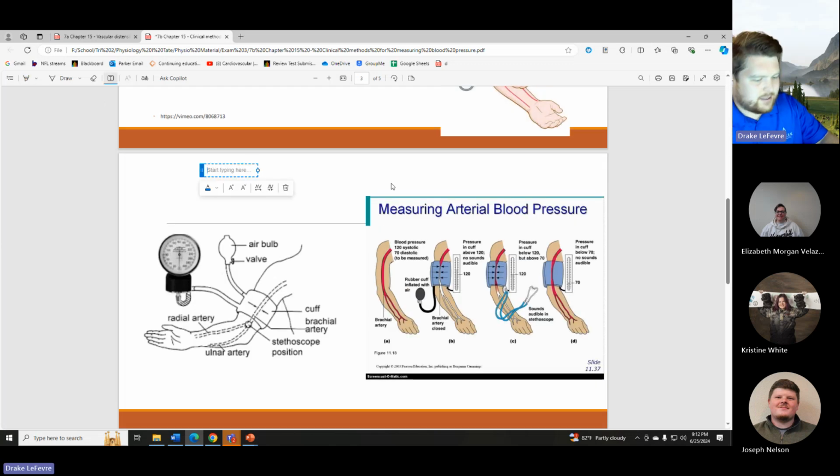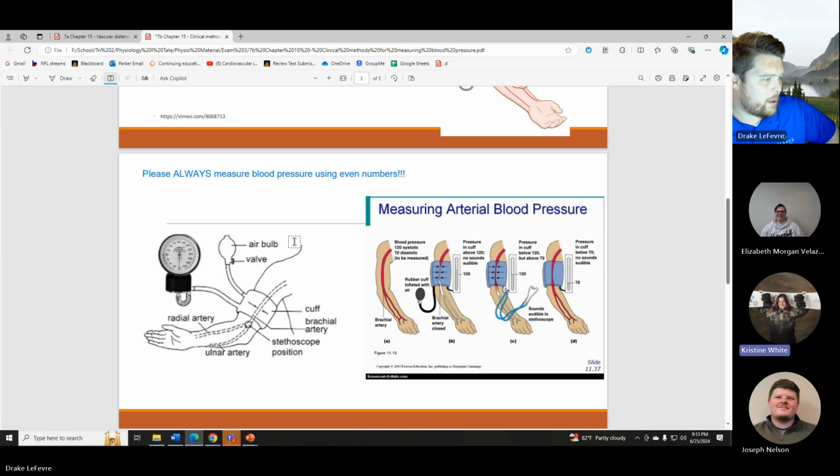Please, I'm going to tell you right now, please always measure blood pressure using even numbers. I can't tell you the number of times that I've seen other students measure blood pressure, and it's like, oh, 123/75. No, we only measure blood pressure with even numbers. I have to laugh at that one though, because in the back of the rig, if you can catch it between numbers, we put the number in between.